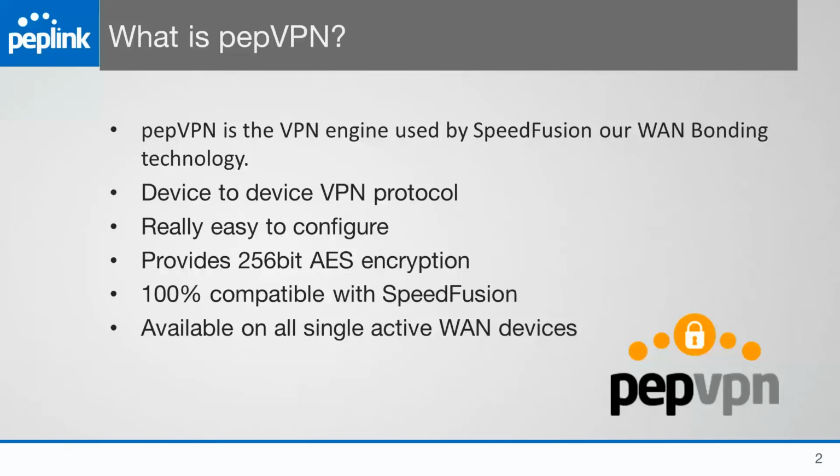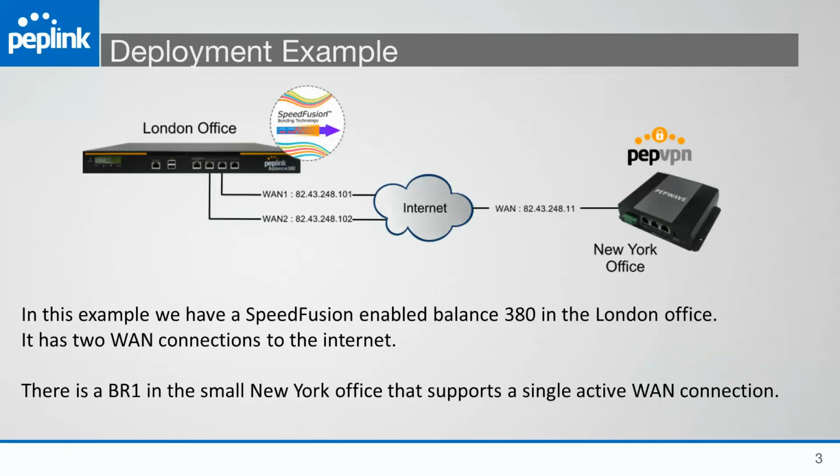Let's see how and where we can use PepVPN. Here is a possible deployment scenario where we have a Balance 380 in our London office that has two active WAN connections to the internet. Not only are the two WAN connections providing load balanced access to the internet, but because the 380 supports SpeedFusion, it can also act as a bonded VPN endpoint.